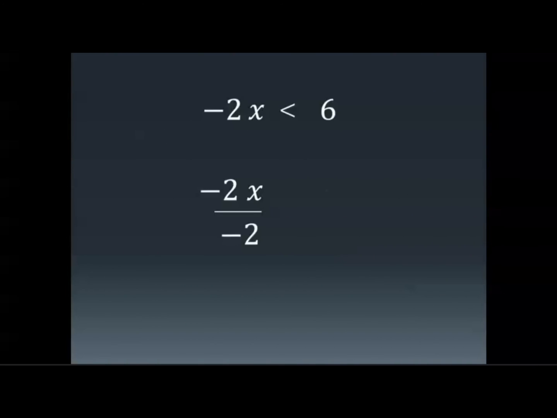Rules say that we must do the same thing to the other side of the inequality and divide it by a -2 as well. We must also remember that the direction of the inequality symbol must now be reversed. Because we are dividing both sides of the inequality by a negative number, the direction of the inequality changes from the original direction of less than to the greater than direction.